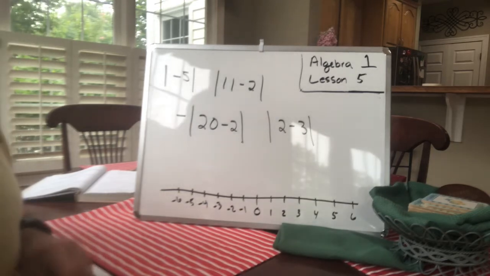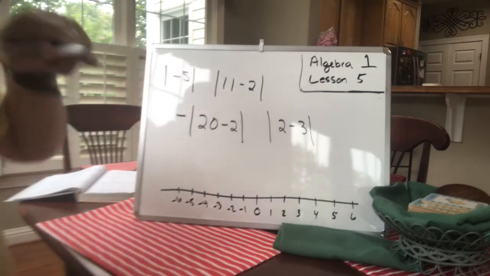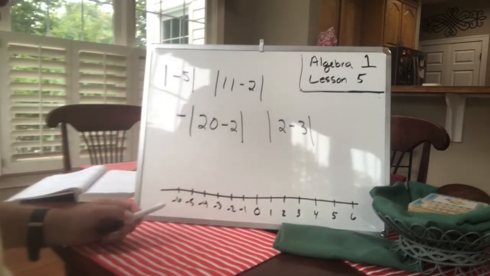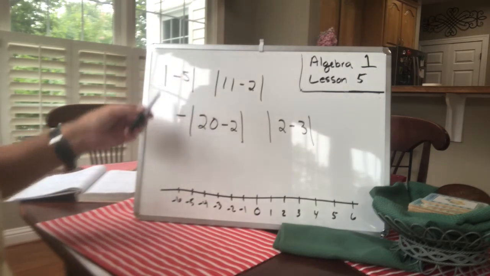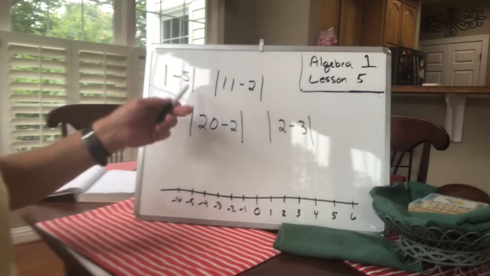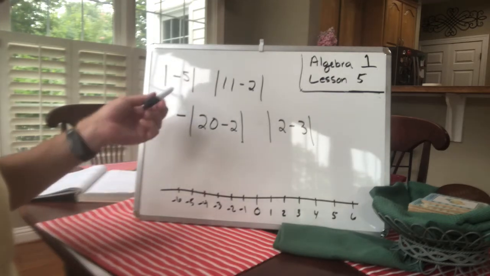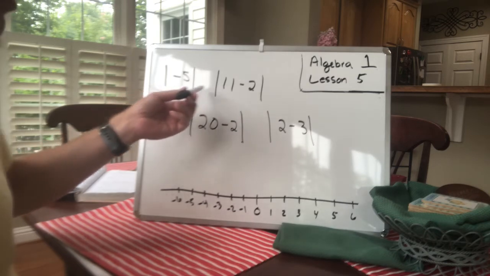Okay, first is the absolute value. When you see these straight lines, that means that you're going to be looking for the absolute value. And anything inside of these straight lines is going to come out to be positive. Okay, anything. -5 comes out to be +5. It just means the absolute value.